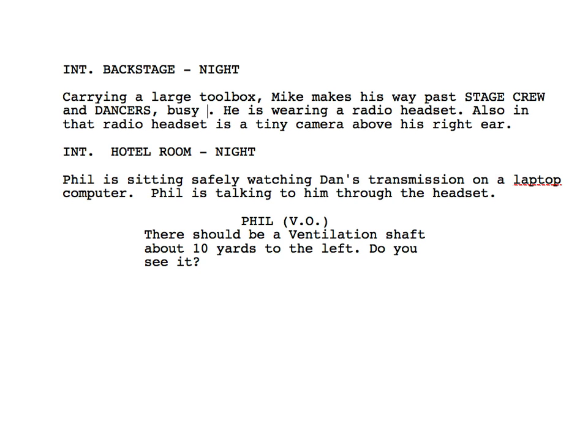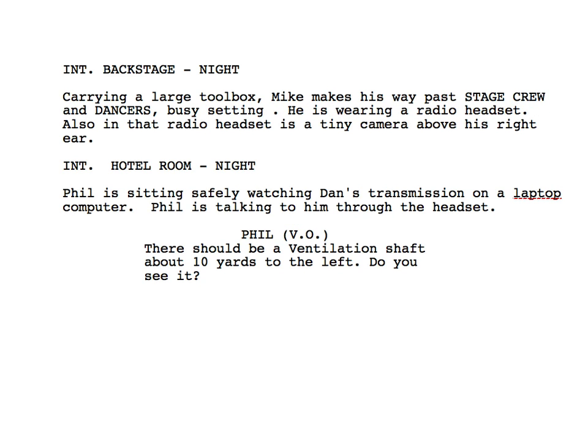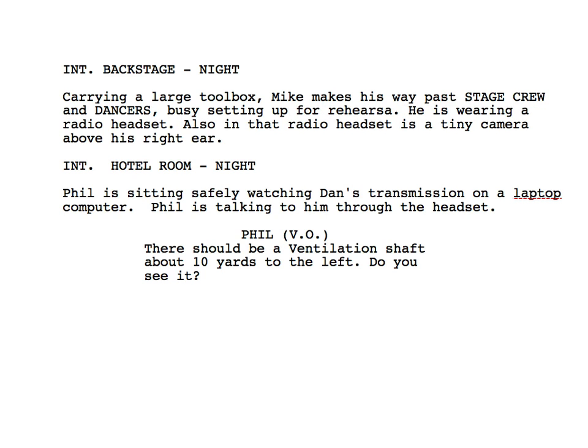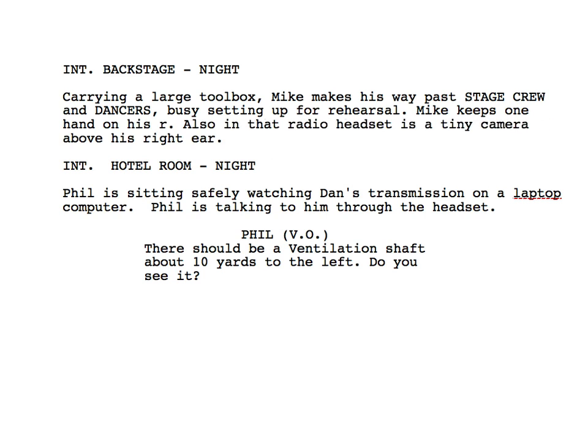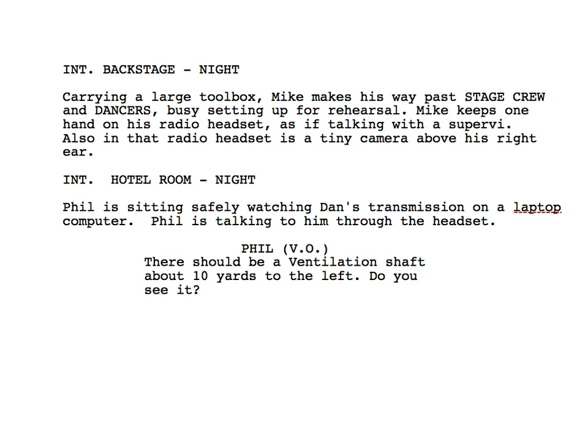What are they doing? Well, they're busy setting up for rehearsal. He is wearing a radio headset. Because Mike is a few dozen words back there, let's put Mike back in there. Mike is wearing a radio headset. When a character is simply wearing something, as an audience, we don't tend to notice it. So let's have him do something with it. Mike keeps one hand on his radio headset as if talking with a supervisor.